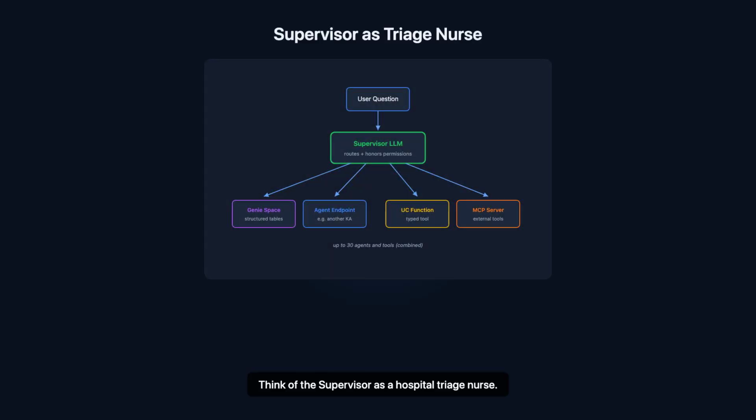Think of the supervisor as a hospital triage nurse. A patient walks in with chest pain and a billing question. The nurse doesn't try to do both. She routes the cardiac issue to cardiology and the billing question to the billing desk. The supervisor works the same way. The user question comes in at the top. The supervisor large language model sits in the middle. Underneath, the 4 subagent types fan out: a Genie space for structured tables, an agent endpoint like another knowledge assistant, a Unity Catalog function for typed tools, and an MCP server for external systems. 30 agents and tools combined is the hard cap.